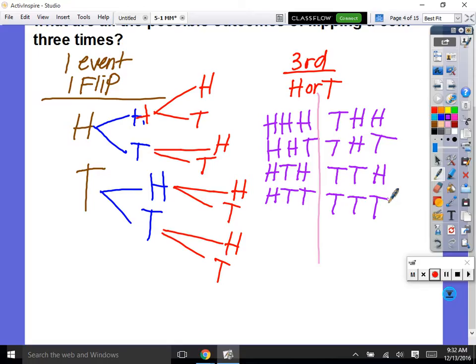Does everybody see? So now when dealing with probability, the question is, how many total possible outcomes? 1, 2, 3, 4, 5, 6, 7, 8. So there's 8 total possible outcomes.